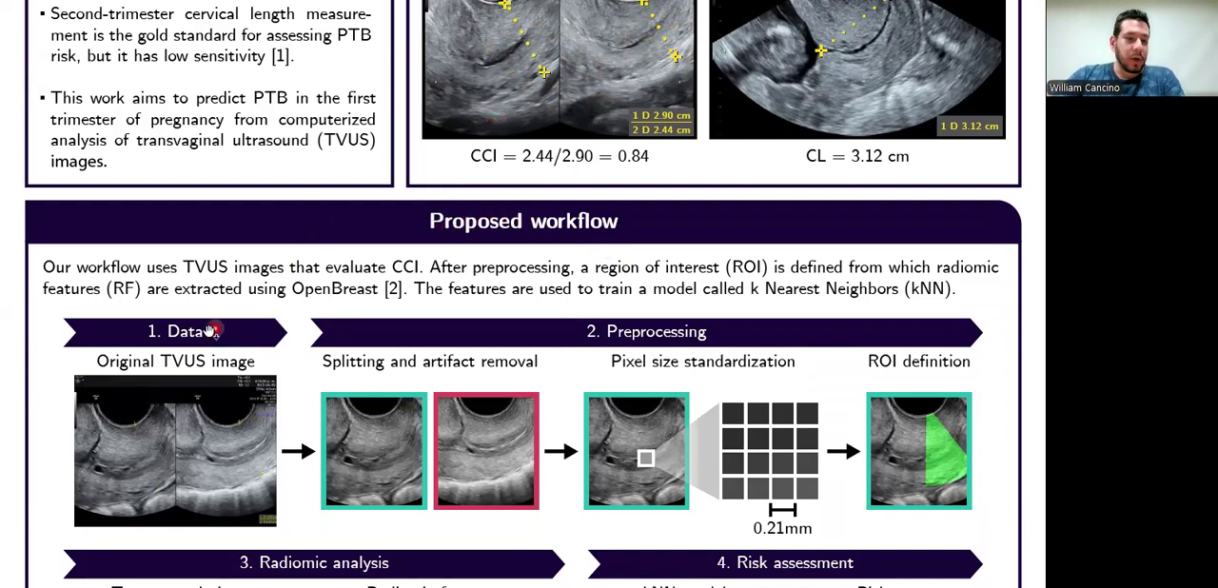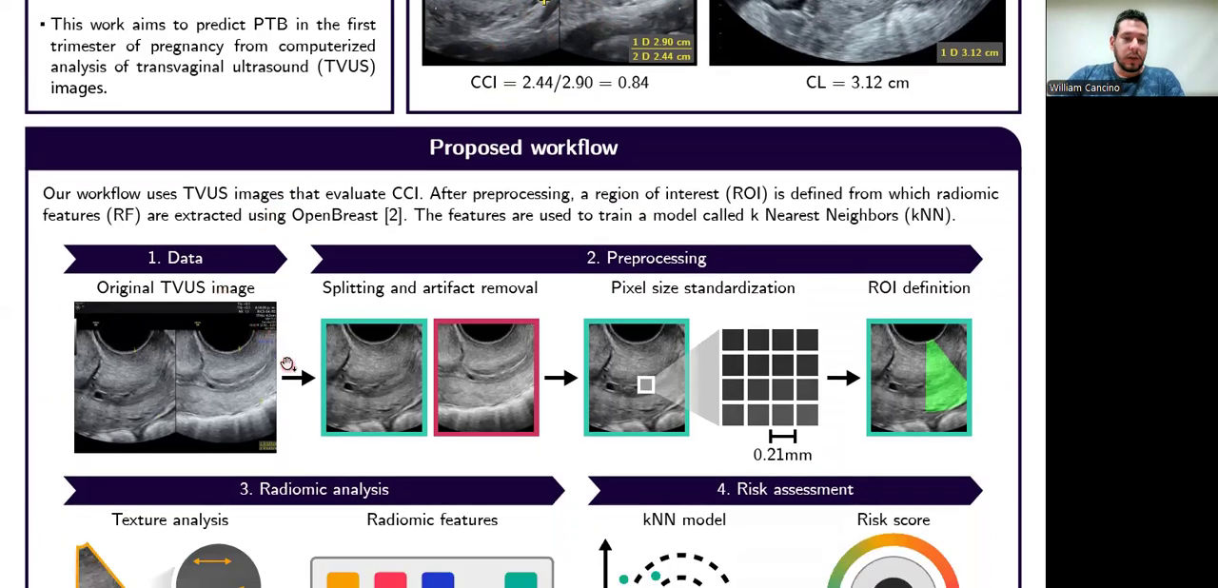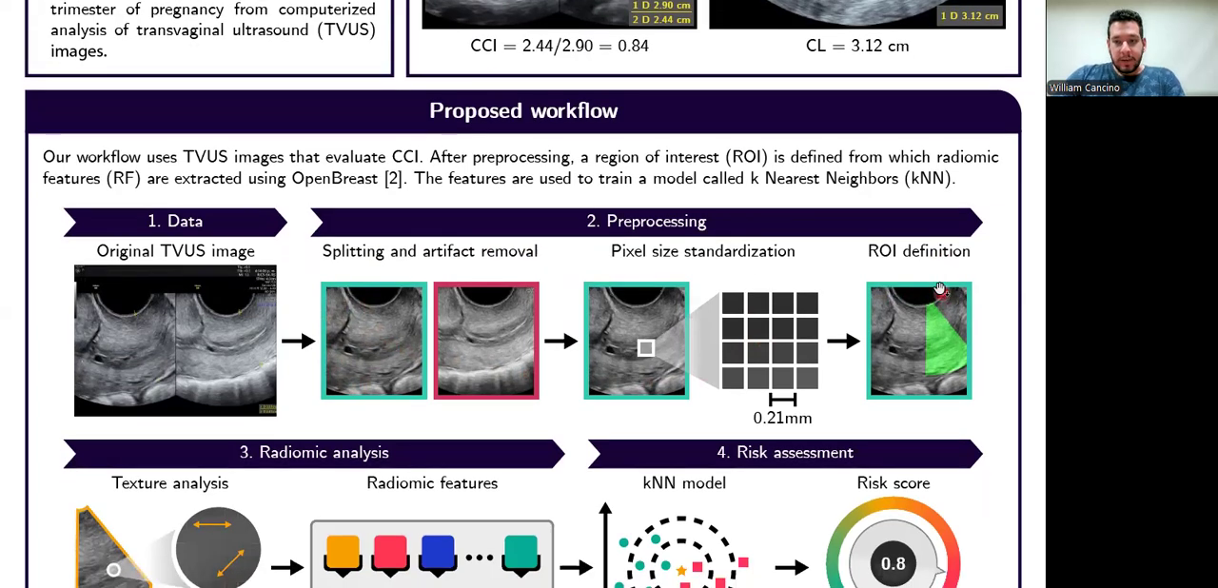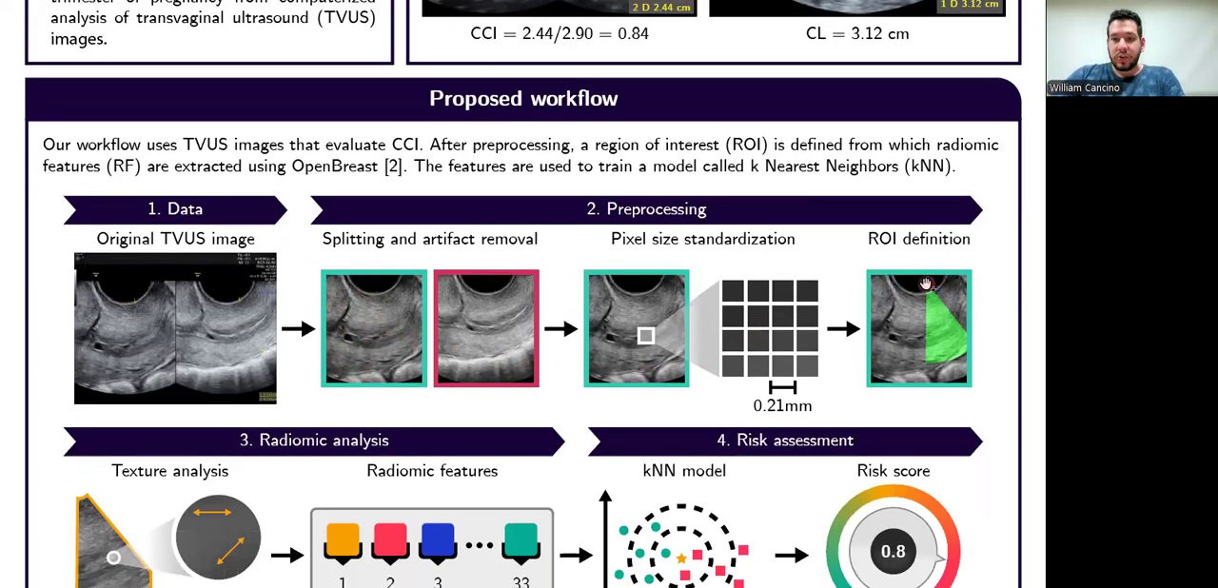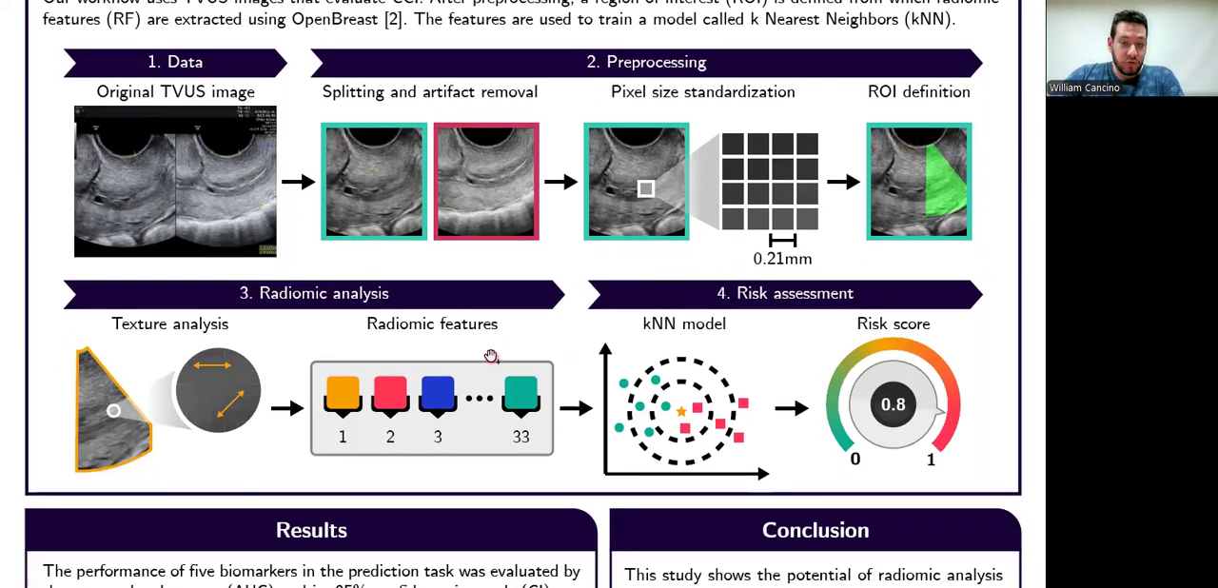this image, the image that evaluates the cervical consistency index. This image is split in the middle and pre-processed to remove artifacts and annotations. Then we only use the uncompressed uterine cervix image, and the pixel size is standardized. Then we define a region of interest in this image, and from this region we extracted 33 radiomic features using OpenBreast. These features are used to train a k-nearest neighbor model, and finally we obtain a risk score for each woman.